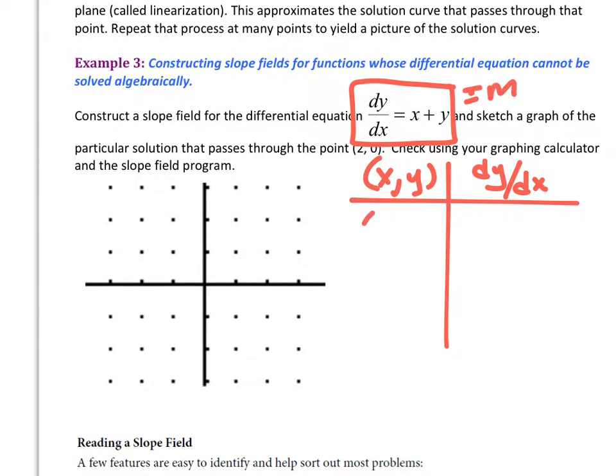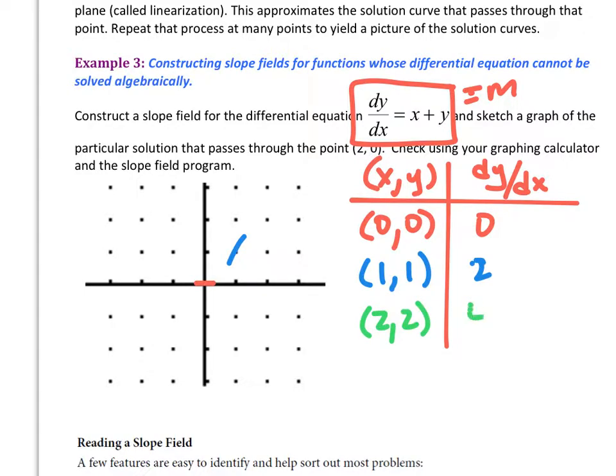So if x is 0 and y is 0, when I add those two together, x plus y will still equal 0. So our slope at 0, 0 will be 0. Okay, when x is 1 and y is 1, x plus y is 2. So our slope at 1, 1 is 2. Okay, when x is 2 and y is 2, our slope is 4.